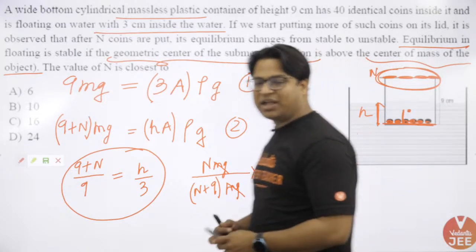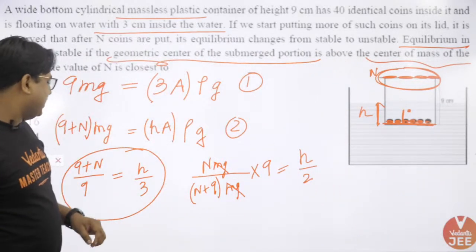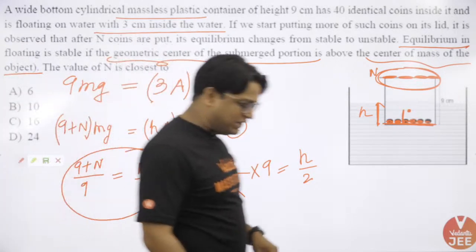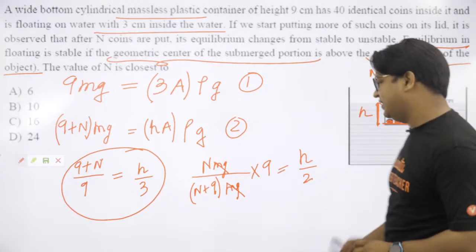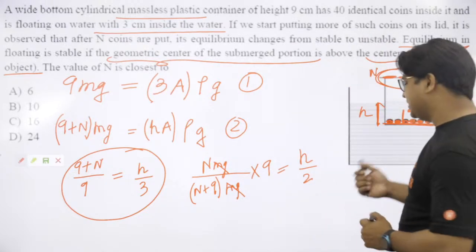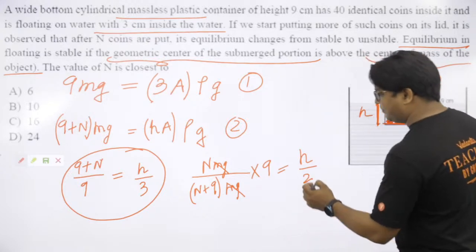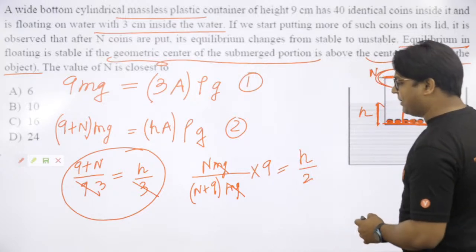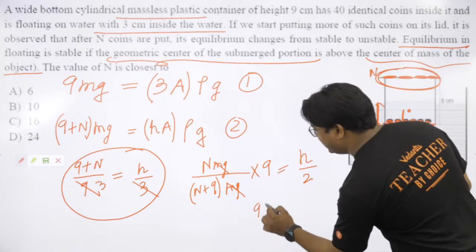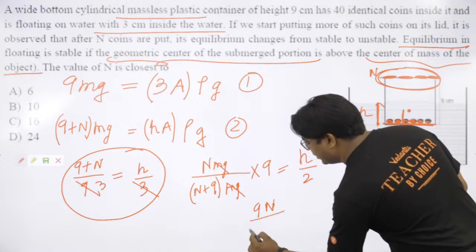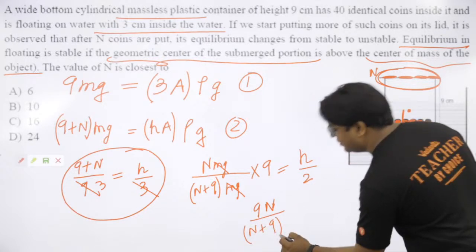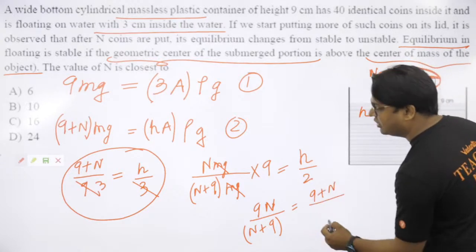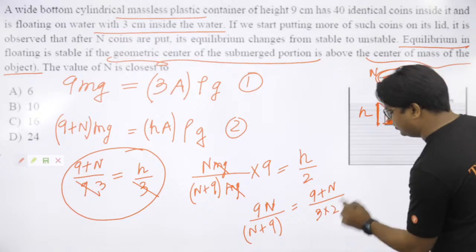We will cancel mg here, and by substituting the value of h from this equation into this equation, we'll get the solution. I was getting n equal to 11. Let's try to just confirm. If I put this 3, we can cancel it. So h becomes (9 plus n) by 3. So 9n upon (n plus 9) is equal to h by 2. h by 2 will become (9 plus n) by 3 into 2.